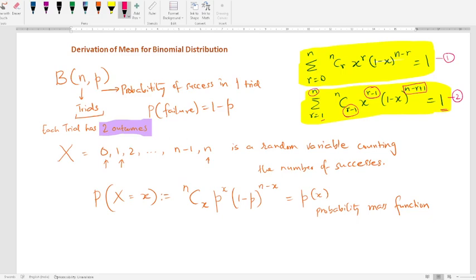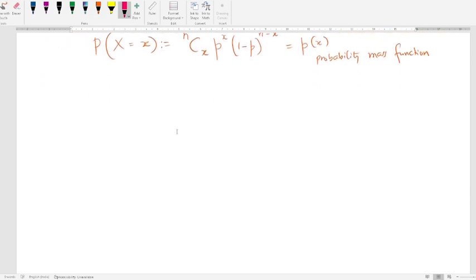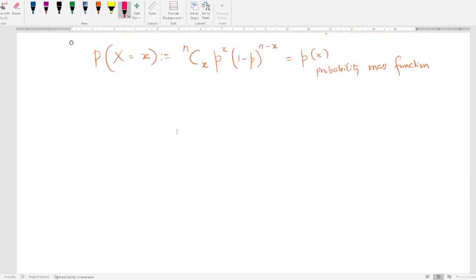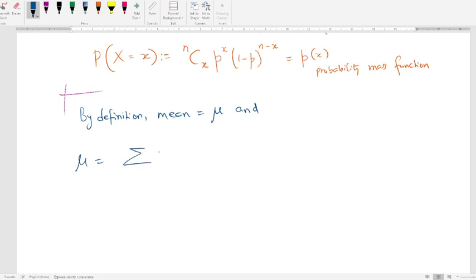All right. So let's now move on to the derivation of the mean. For that, let's write down the definition of the mean. By definition, mean is equal to mu, and mu is equal to the summation of x times p of x, where x ranges from 0 to n. Why 0 to n? Because this counts the number of successes out of n trials.